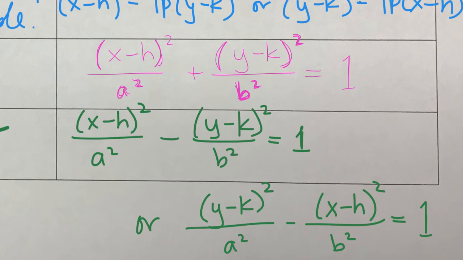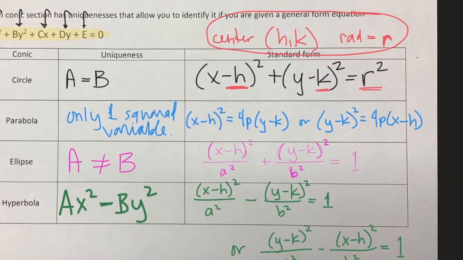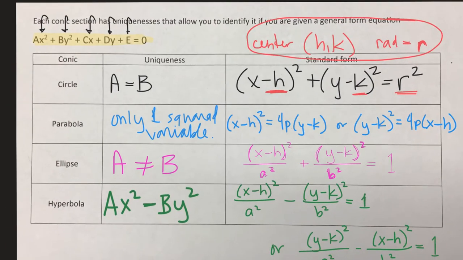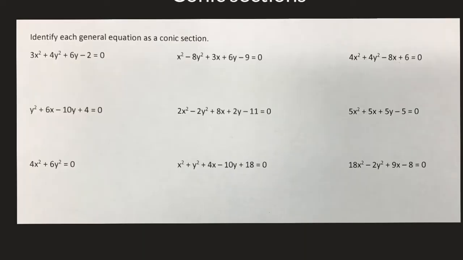Okay, so let's take a moment and see if we can answer some questions about which type of conic section we have. So here we have 9 general form conic equations. So we're looking at x squared and y squared, and what do you notice? That 3 and 4 are different, so this one is an ellipse.